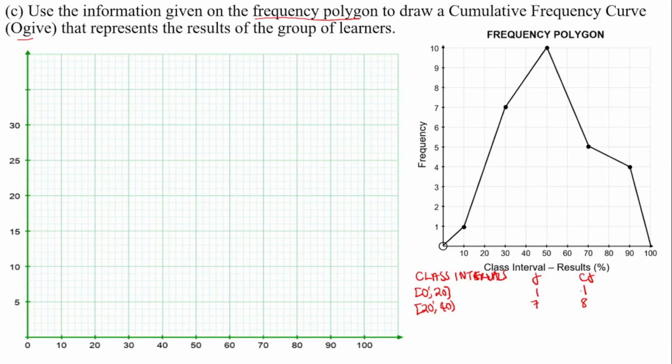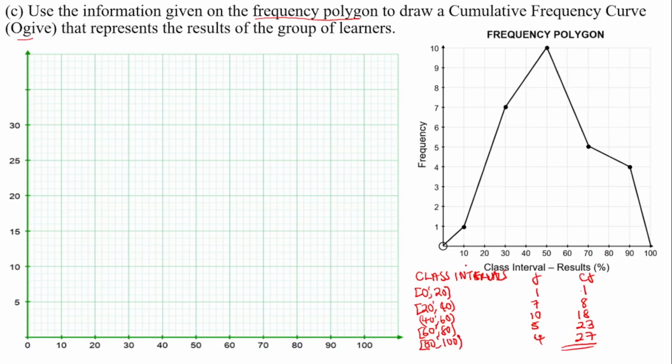You keep on adding. Right, then we have 40 to 60. And then how many learners? We have 10 learners. Then just say 10 plus 8, or 8 plus 10, 18. Right, and then we have 60 to 80. How many learners? 5 learners. And then we have 18 plus 5, which is 23. Right, then the last group, 80 to 100, which is 4 learners. And then 23 plus 4, that is 27.